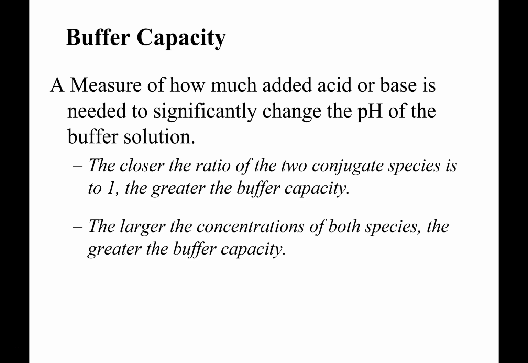The larger the concentration of both, the better. So say you make a buffered solution and you have 0.00005 molar of your conjugate base and 0.00005 molar of your acid. It's not going to have much of a capacity because it's too dilute.